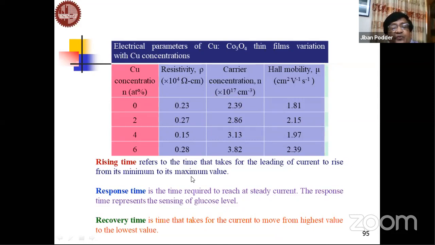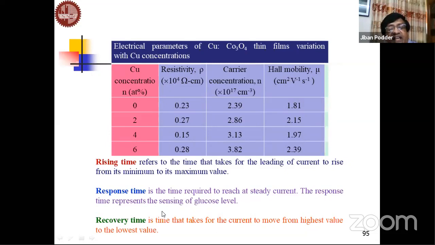And as we use this for sensitivity purposes, we have to calculate the rising time, response time, and recovery time. What is the rising time actually? The time taken to go from the minimum to the maximum value of the current. So this is called the rising time. What is the response time? That is the time to reach the steady value. The response time represents the sensing of the glucose level. Until the steady state is reached, we cannot record anything. The recovery time is the time to come back from the highest value of the current to the lowest value.